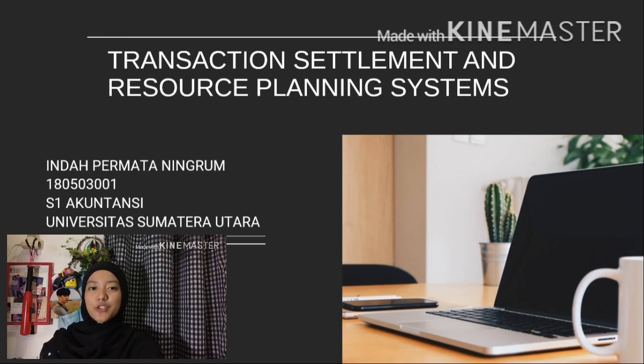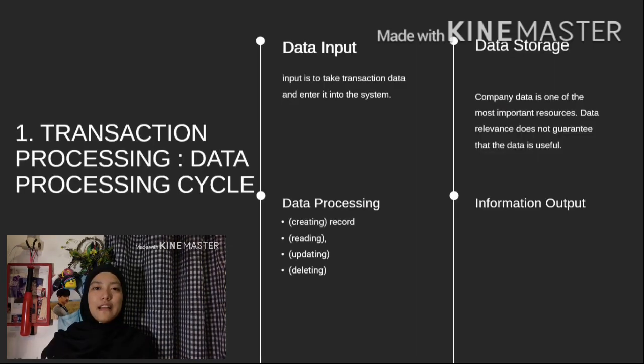Today I'm gonna explain to you about transaction settlement and resource planning system. First is transaction processing. Data processing style. There are 4 data processing styles. First is data input. What is data input? Data input is inputting the transformed data to transfer the data into the system that we have in the company.